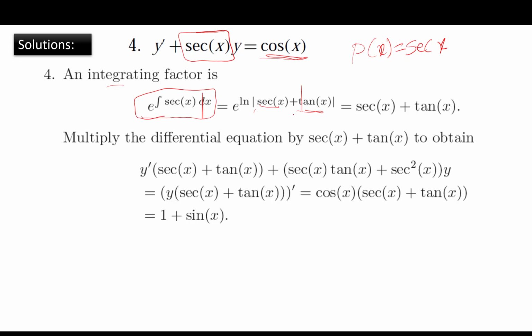This would equal, this is the natural logarithm also for the same base, so sec x plus tan x would be the integrating factor for us.